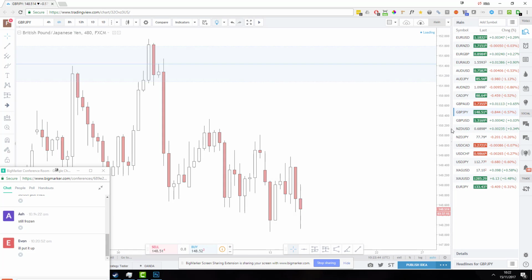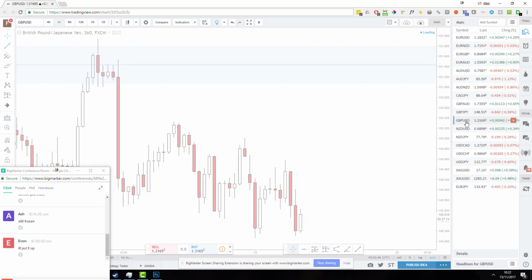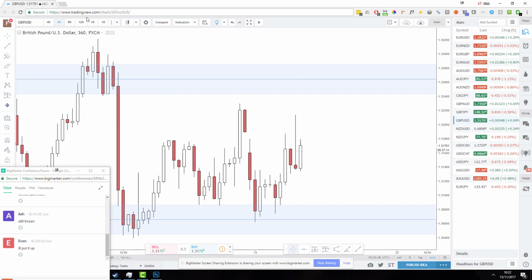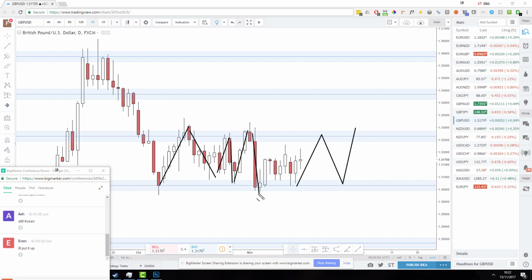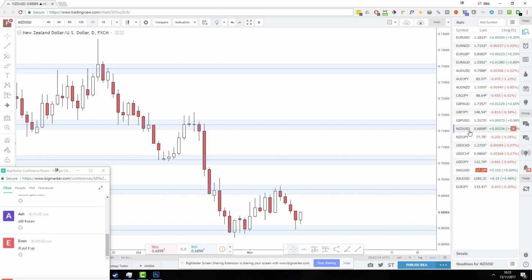GBPJPY is just stuck between support resistance areas, so nothing really going on there. GBPUSD, same deal, it's just in between support resistance. It's stuck in this range. When I say range, I mean it's ranging between these two areas. It has been for a while now. So there's not really much opportunity to take a trade here, in my opinion, until at least it reaches this top level of the range. So let's keep a close eye on it.